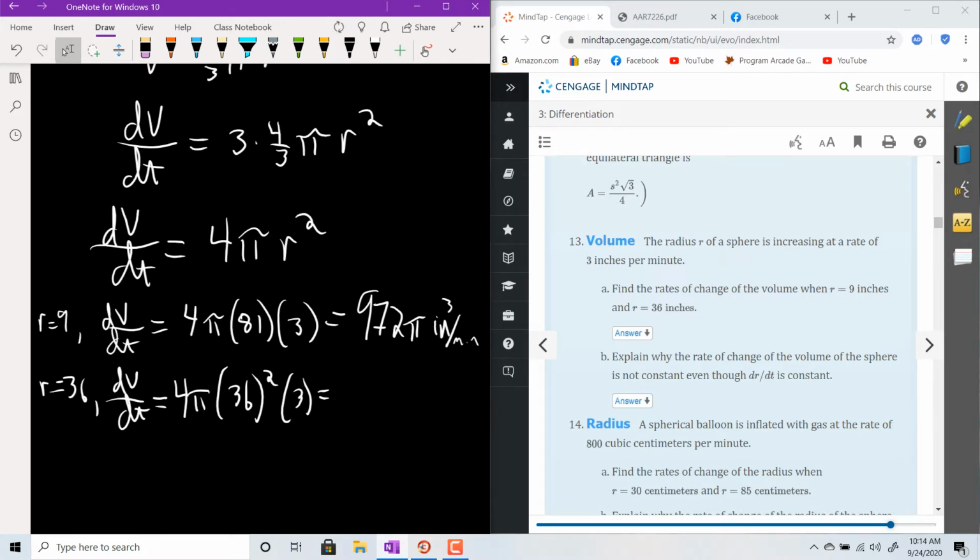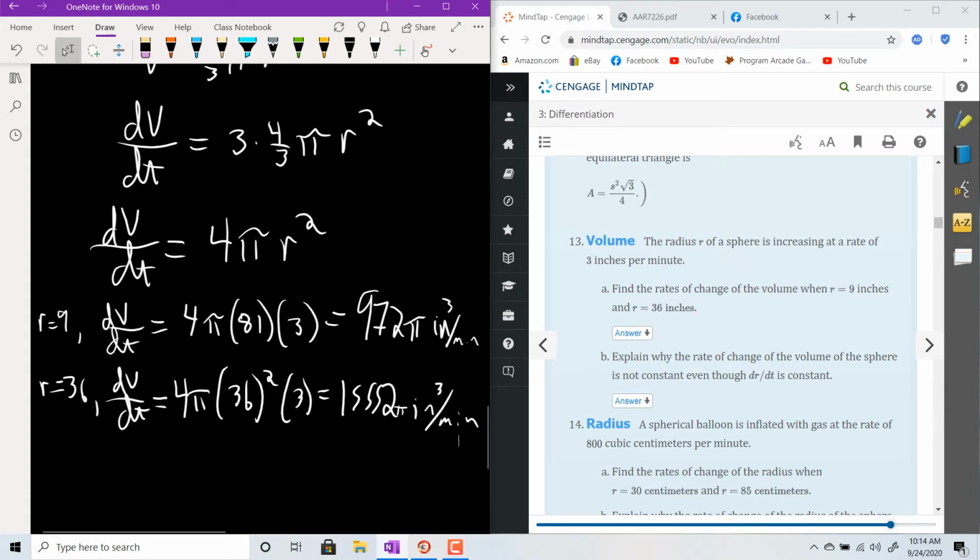36 squared times 4 times 3 is 15552 pi inches cubed per minute. Okay, great.